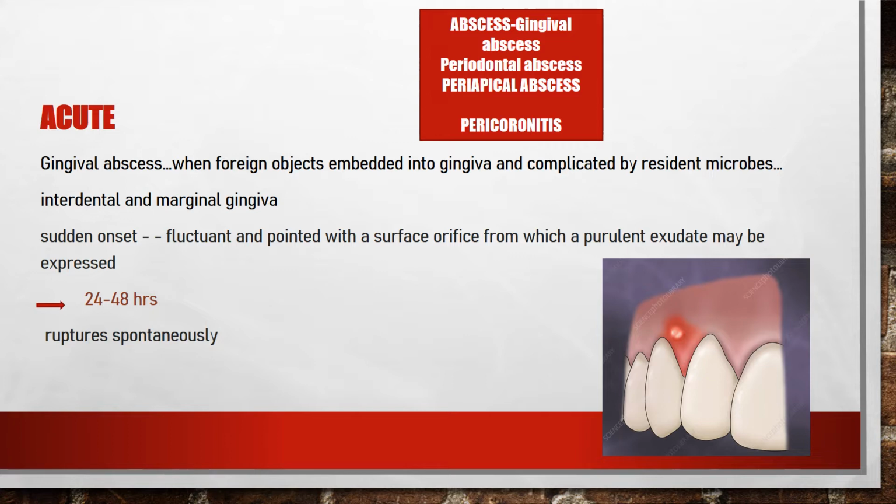Now we are dealing with the gingival abscess. As we said, it is more confined to the interdental and marginal gingiva. When foreign objects get embedded into the gingiva and are complicated by resident microbes, this gingival abscess will get formed, and it is of sudden onset. It appears as fluctuant and pointed with a surface orifice from which a purulent exudate may be expressed, which occurs within 24 to 48 hours and which ruptures spontaneously.